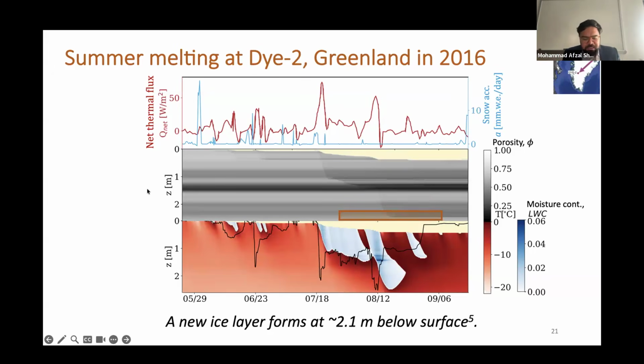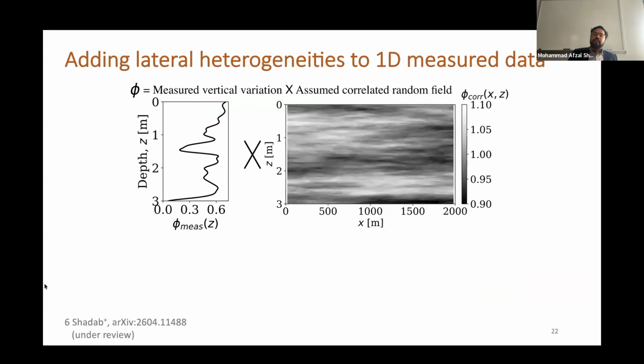This is a one-dimensional problem, but let's take one more step and think about another dimension. Here we have a one-dimensional porosity variation, which was measured. To make a two-dimensional profile, since we don't have data, we assume a correlated random field. Here it's again 3 meters deep by 2 kilometers wide. We can go to a larger length scale as well. It's a prefactor whose value goes between 1.1 and 0.9. If it is gray, then it's the same value as its vertical value at that location. And we just added a horizontal perturbation to this problem.